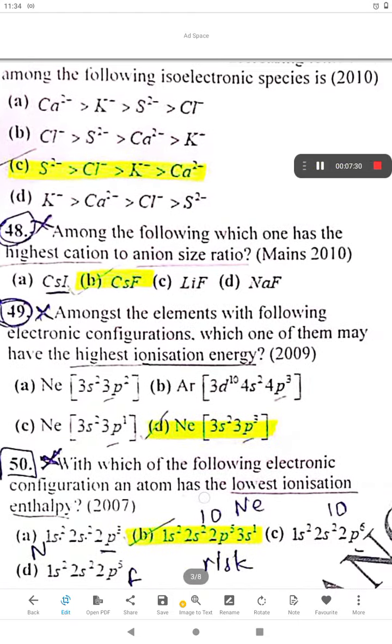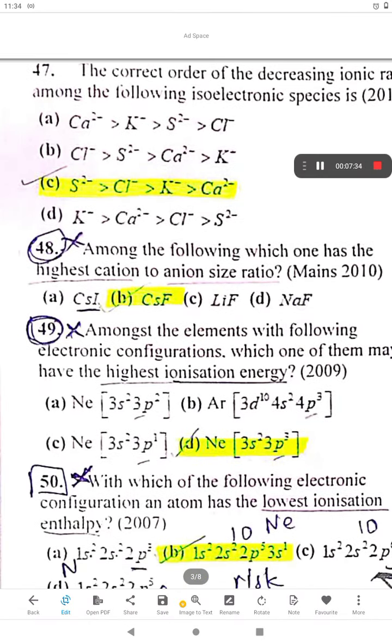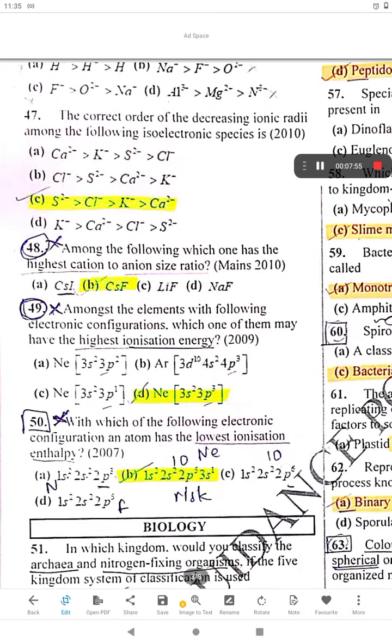Then 48 says: among the following, which one has the highest cation to anion size ratio? Now, the explanation given was that the highest cation to anion size ratio will be of the largest cation and the smallest anion. So the largest cation is Cs+ and the smallest anion is F-. So the answer is the B option. It is not the A option. I had attempted it as A, but it is the B option.